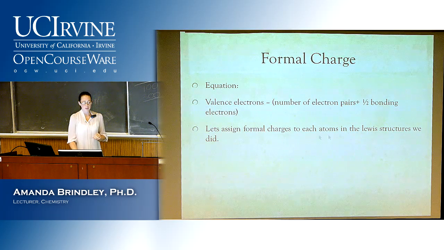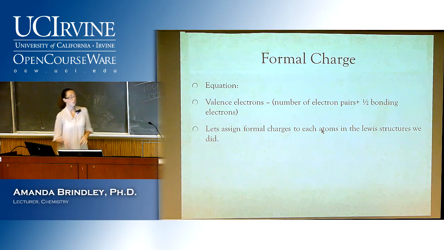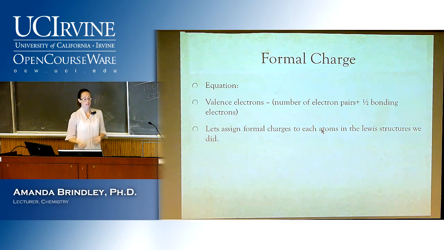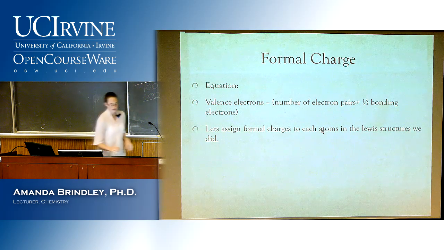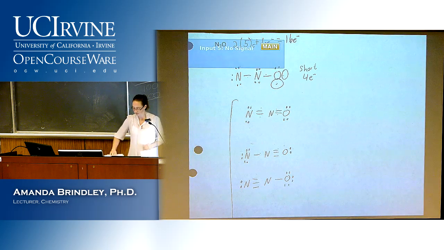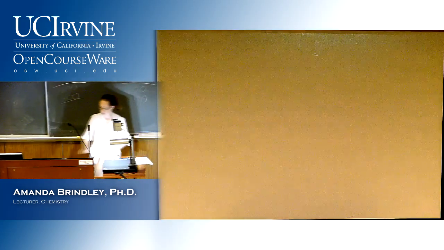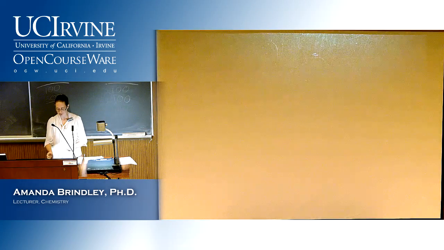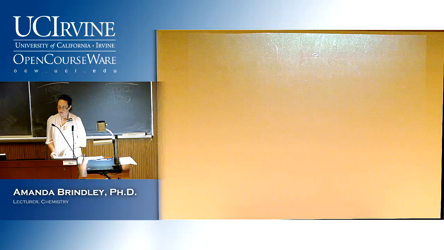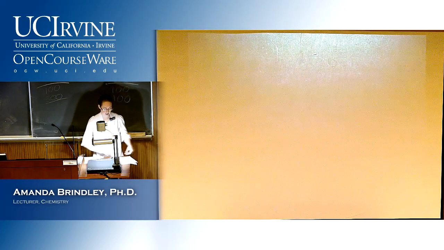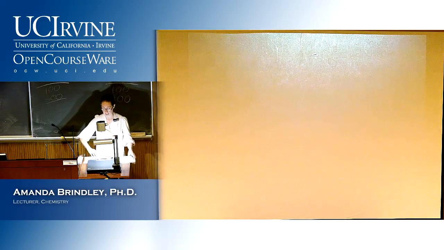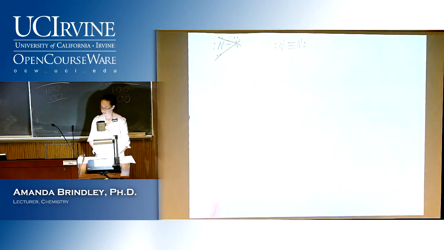So let's go through and assign formal charges to all of the Lewis structures that we did. And then when we get done with them, we'll be able to go through that last harder example that we did and decide which Lewis structure is actually correct. So, just sort of starting over on our Lewis structures. Again, you're going to want to keep them handy and do this quite a bit throughout this next little bit of the quarter.